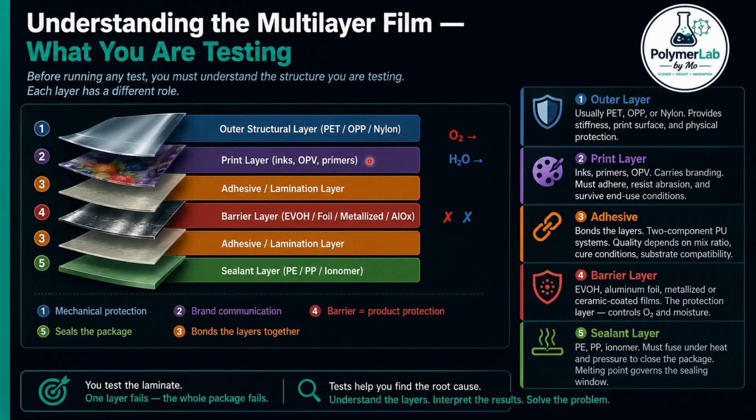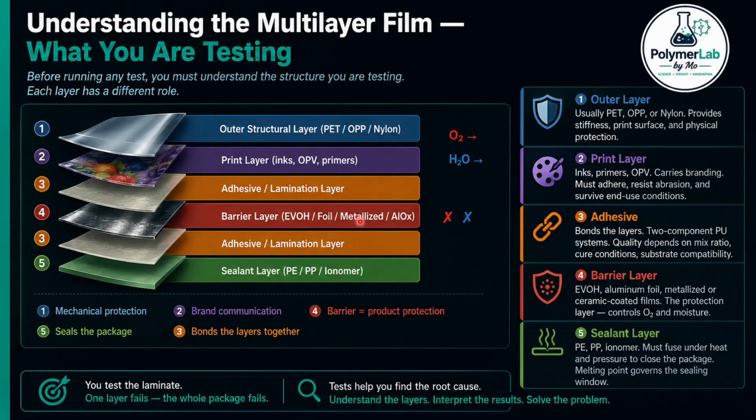is where the ink, primers, and any overprint varnish live. This is the customer-facing layer. It communicates the brand, but it also has to survive whether the package goes through retort, freezer, humidity, and handling. The adhesive layer bonds the structure film to everything below it. Two-component polyurethane systems are the standard. The mix ratio, pot life, cure conditions, and substrate compatibility all determine whether the bond holds.